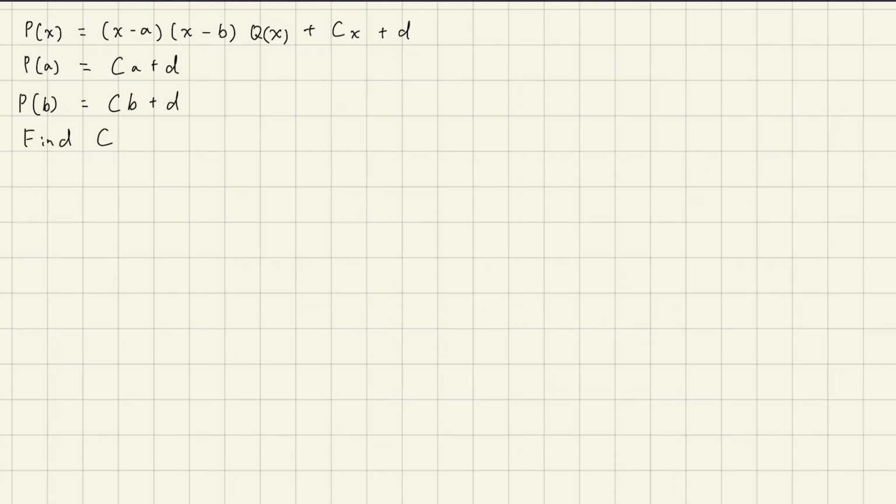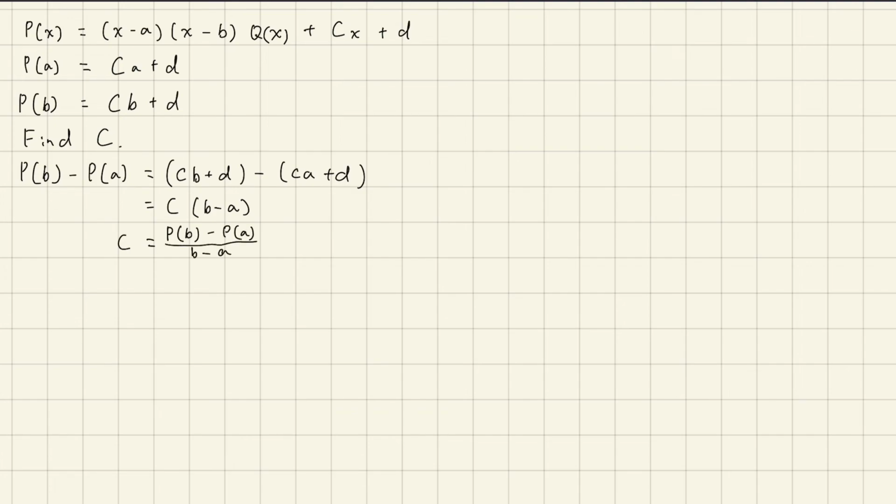First, by the remainder theorem, we can tell that p of x is equal to x minus a times x minus b times q of x plus cx plus d. Hence, p of a will equal ca plus d, and p of b will equal cb plus d. Using these two equations, we'll find c, which is equal to p of b minus p of a over b minus a.